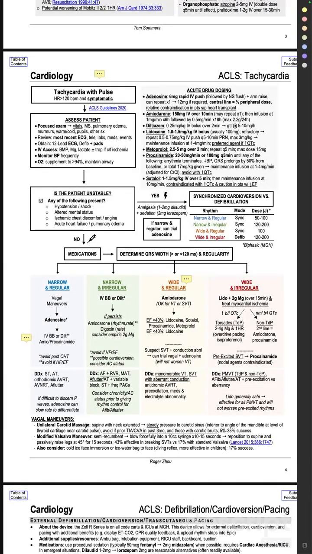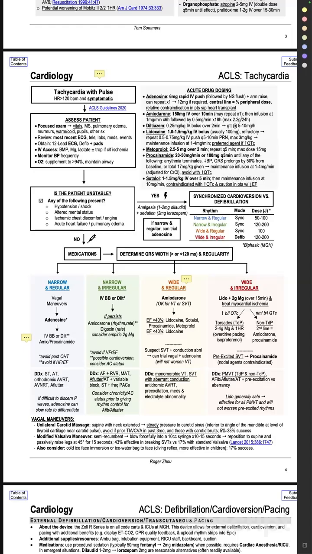Okay, I'm going to talk about ACLS-Tachycardia. So this is a patient who has symptomatic rapid heart rate, greater than 120 beats per minute. The first thing you do is you assess the patient. So you do a focused exam, do vitals, assess for mitral stenosis, pulmonary edema, murmurs.